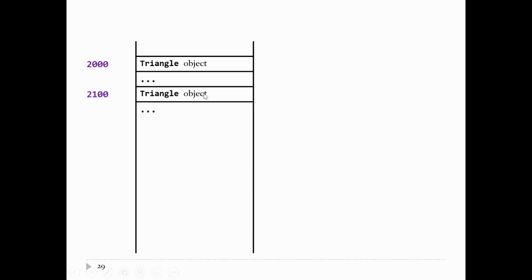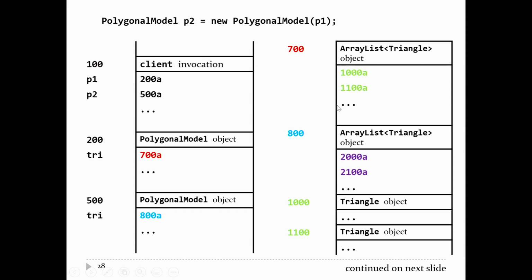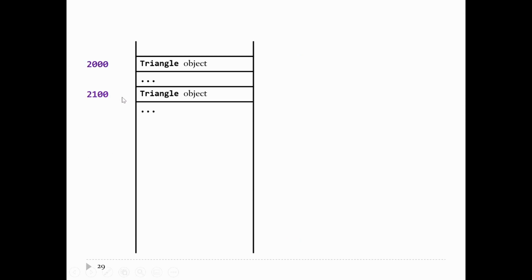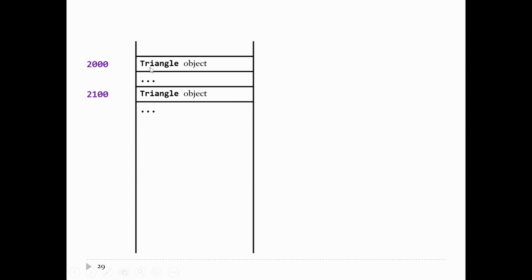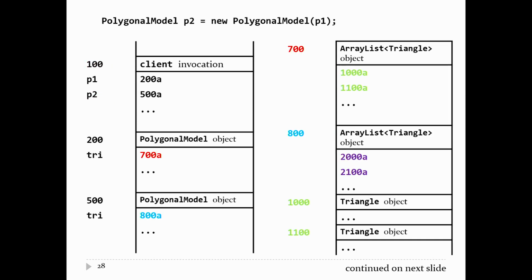On the next slide, you'll see the other 2 triangle objects. The object at address 2000 is a copy of the object at address 1000, and the object at address 2100 is a copy of the object at address 1100. But they're independent objects. So if I change a triangle, the corresponding triangle in the other object does not change because it's a separate object. Your 2 polygonal models really are completely independent. Changing a triangle in one of the models does not change a triangle in the other model.